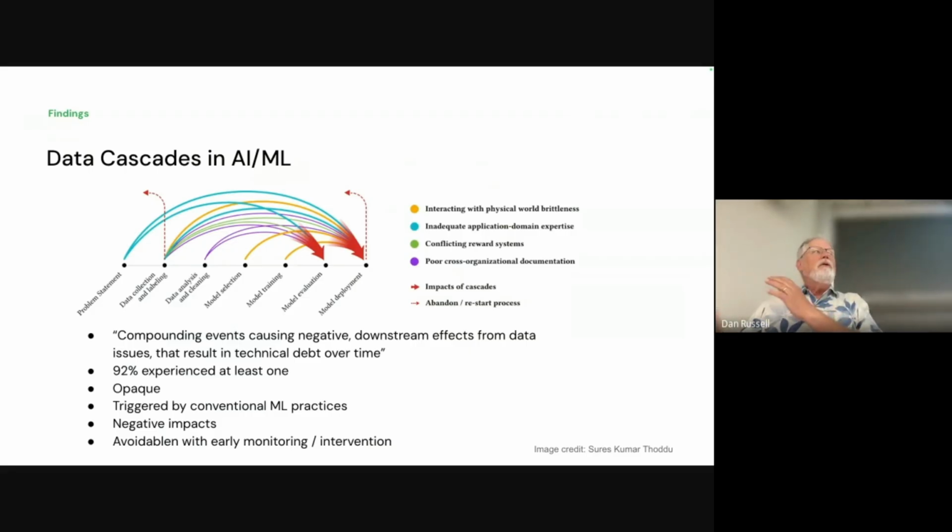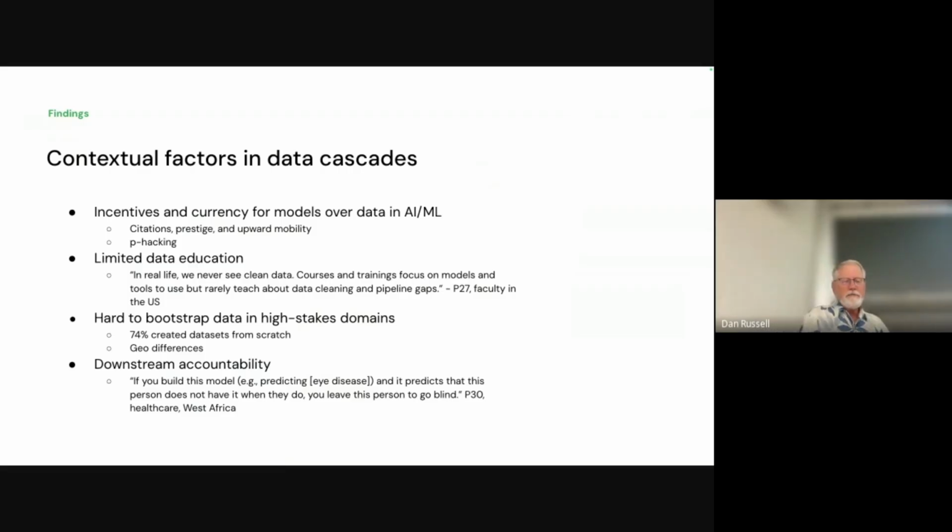But they don't understand. They didn't get the model card. They didn't get the app card that describes the range of applicability. So we've seen problems with models being deployed in different ways. So there are all these interesting factors that come up in the data cascade.